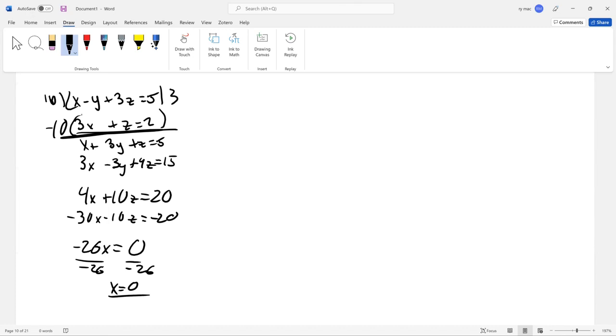Plugging into the middle equation, the 3x plus z equals 2. 3 times 0 plus z equals 2. So in that case, my z equals 2.